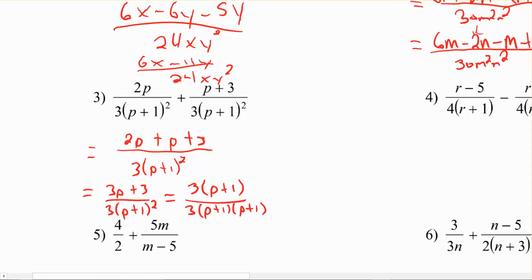Now you can see that, well, the 3's up top are going to cancel. So that cancels with that. But then I've also got p plus 1 and one of my p plus 1's at the bottom canceling. So in the end here, my answer is just going to be 1, because there always has to be 1 up top, right? Even if you cancel both of them. 1 over p plus 1. And that's my answer.